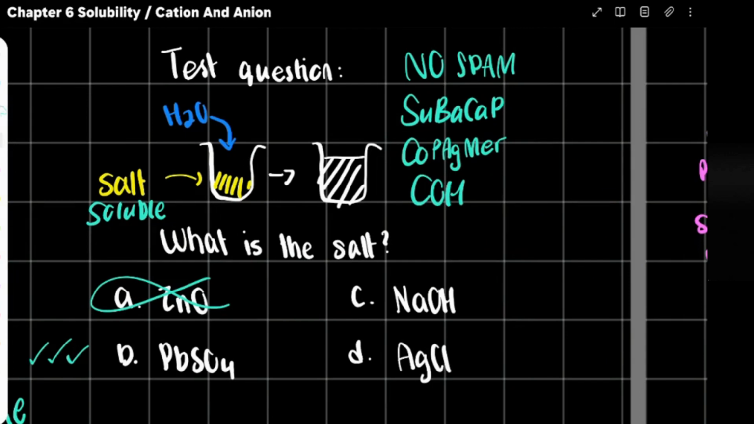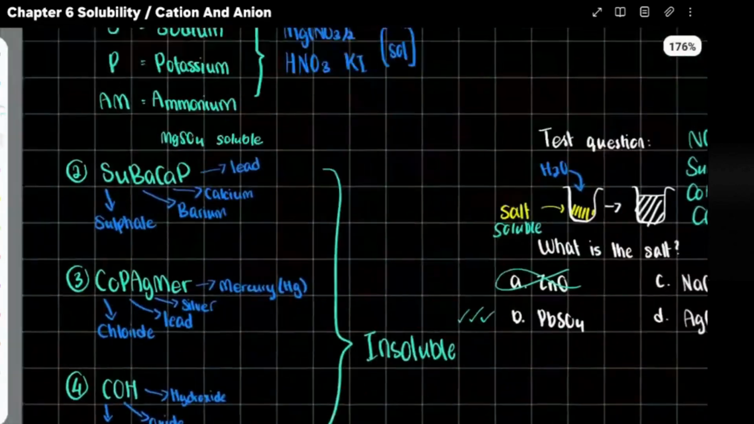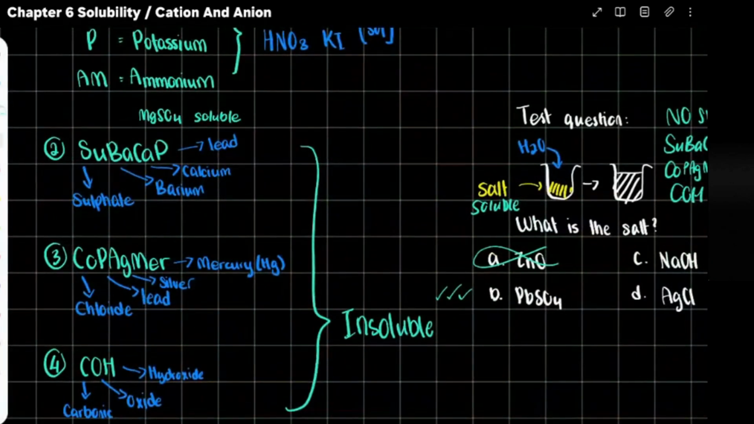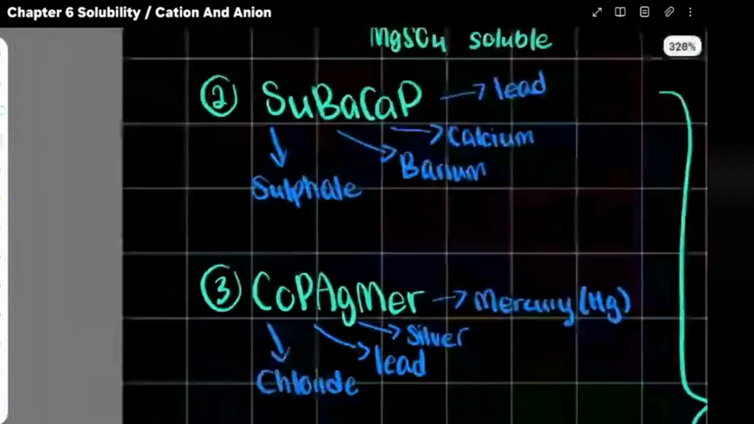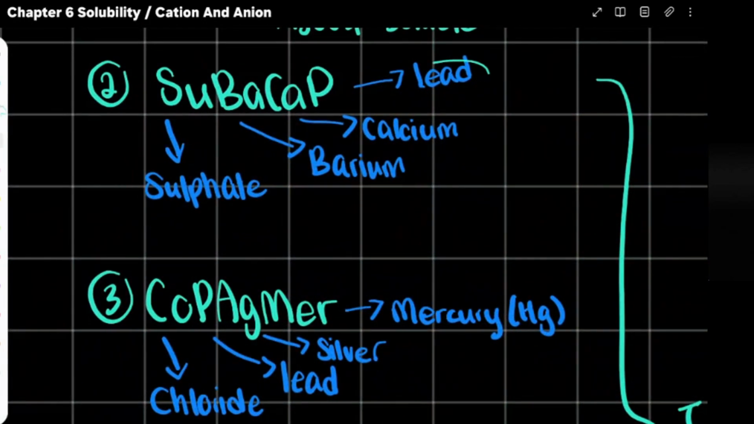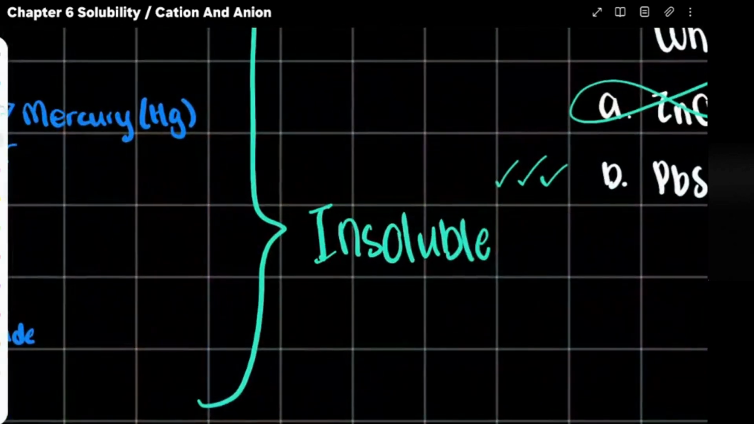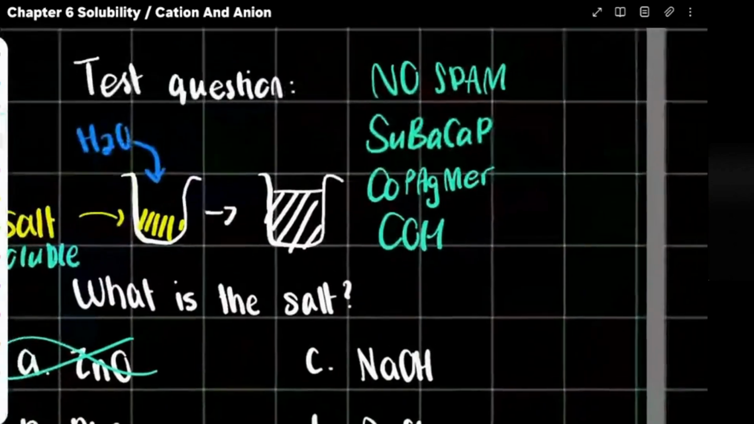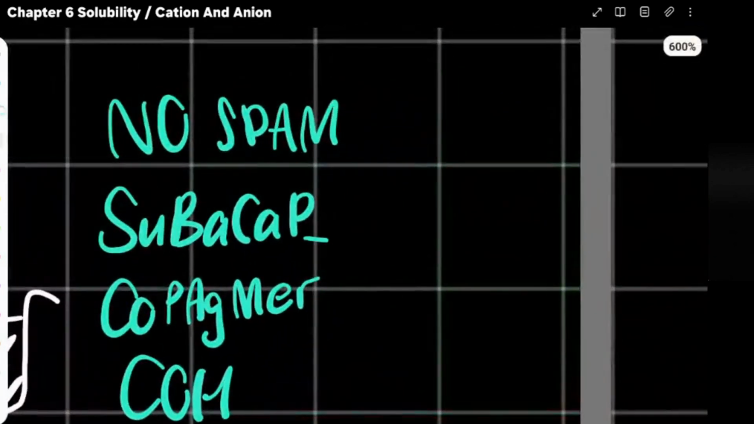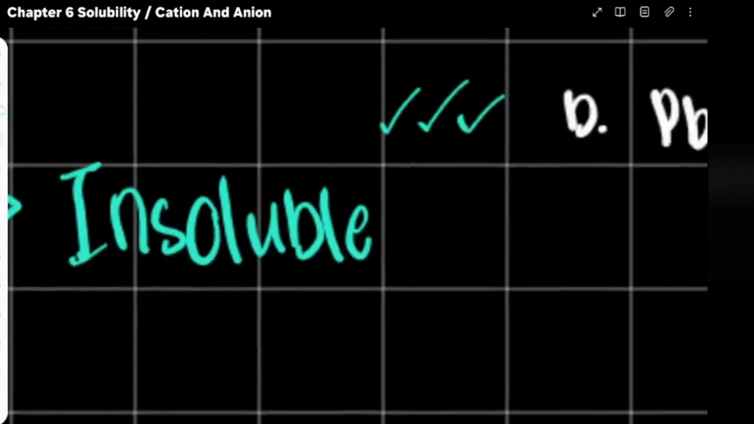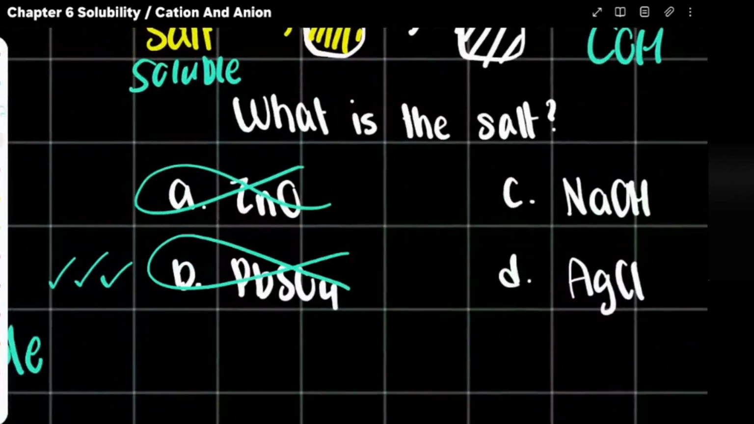Okay, PbSO4. So the only thing in the rule that I said is soluble is this thing here, right? No SPAM. If any of these things happen, it's like a couple, right? What is the couple here? The sulfate has to couple with these three here for it to be insoluble. If sulfate is coupled with none of these, it is soluble. Chloride is the same deal. It has to couple with these for it to be insoluble. So PbSO4, Pb and then SO4, is insoluble, so the answer is not B. That's a mistake there.